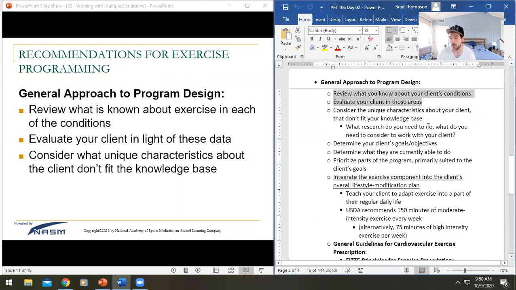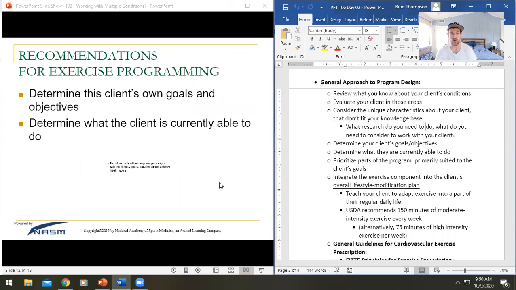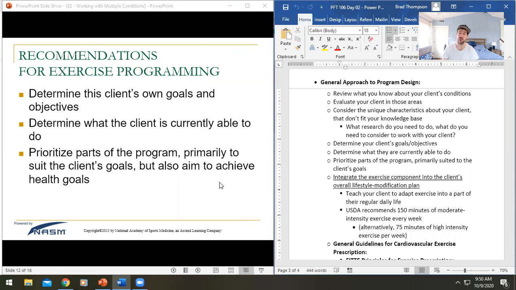So review what you know about your client's condition, review what you know about physiology, and then evaluate your client in those areas. Consider what characteristics are unique to your client. What research do you need to do about your client or about their condition so that you can figure out what your overall goals and objectives are?